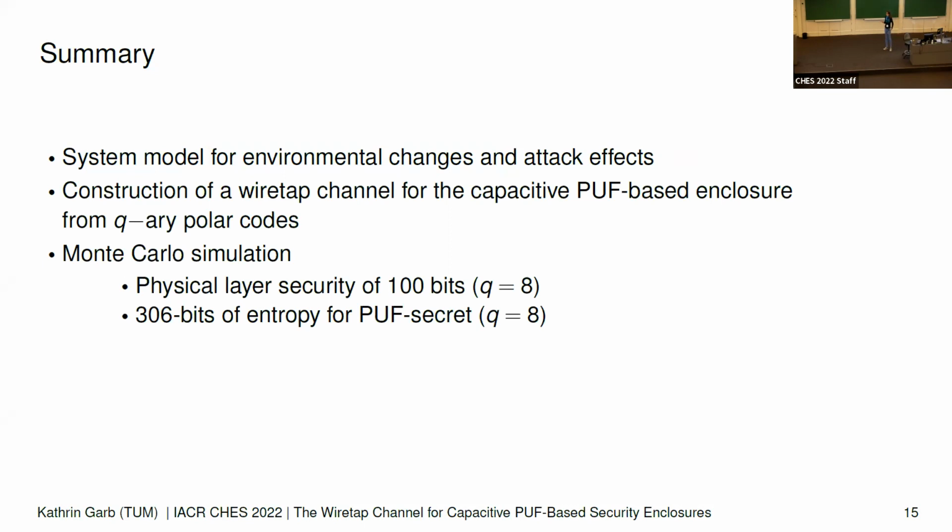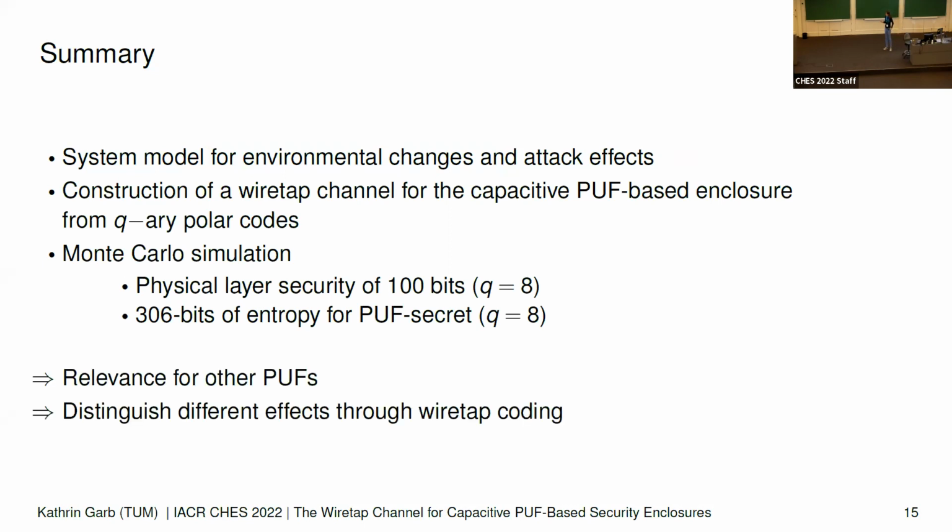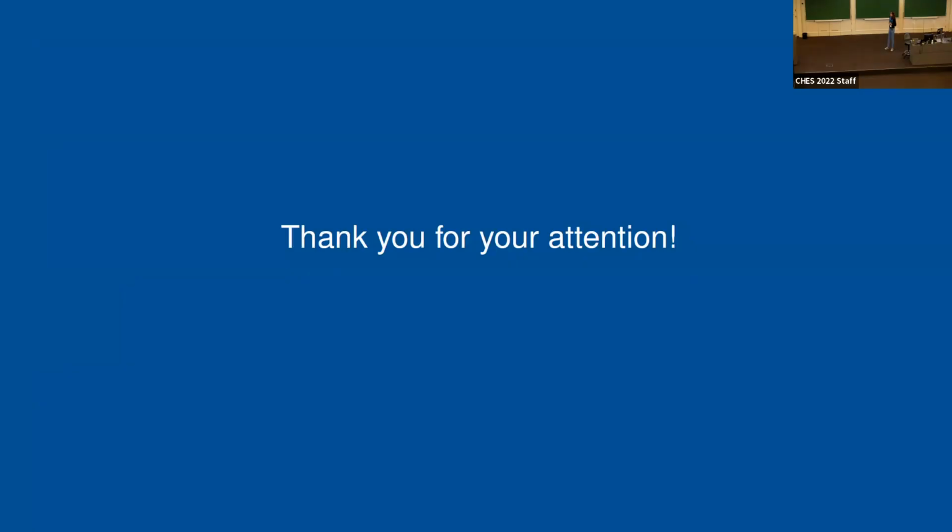while preserving 306 bits of entropy for the PUF secret. And so in general, I think that the Wiretap channel construction could also be interesting for other tamper-sensitive PUFs, as long as you're able to distinguish between the regular case and the attack effects. So thank you for your attention, and that was my talk.